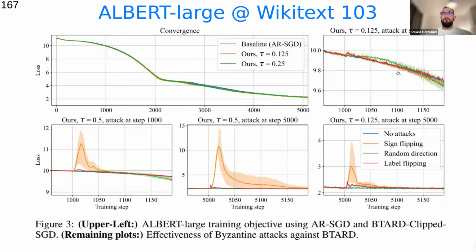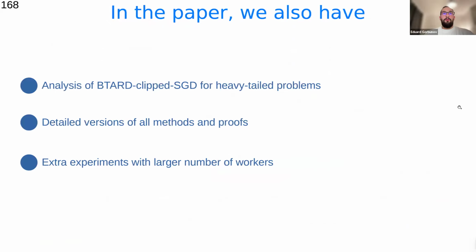And also, when we activate the attack, we see these jumps, but then the method recovers. So it means that during this period we eliminate the Byzantines. So that's it, that I wanted to present today, and I will be happy to discuss this. Sorry, it took a bit longer, but I hope we will have time for the discussion.